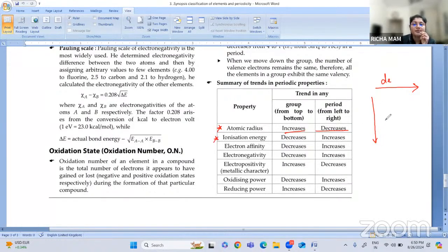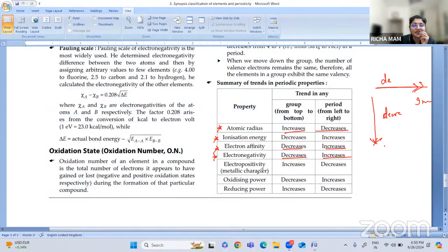From top to bottom, it decreases, and across the period, it increases. Then electron affinity, same, it decreases down the group, and in the period, it increases. Electronegativity in the group, that is from top to bottom, it decreases, and across the period, it increases.